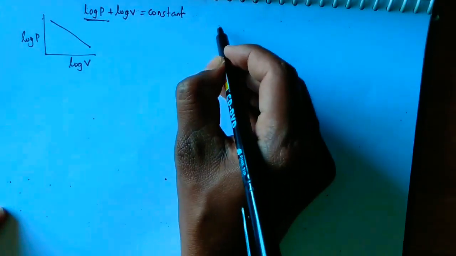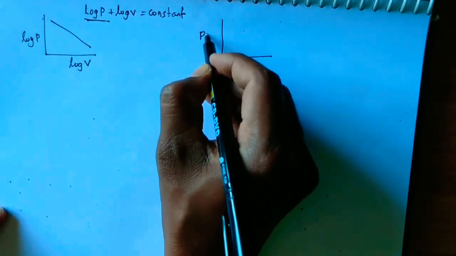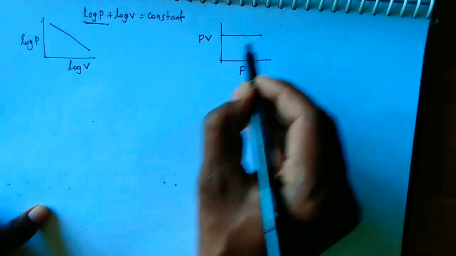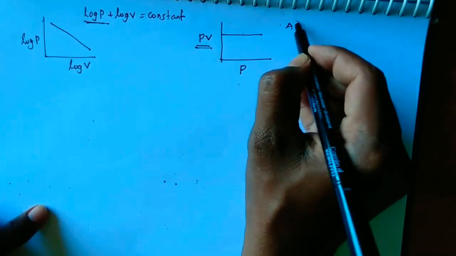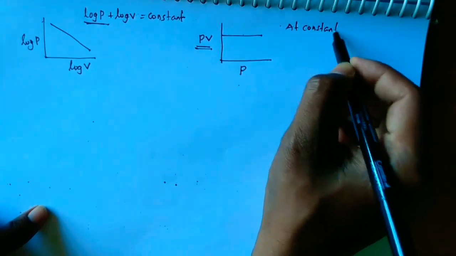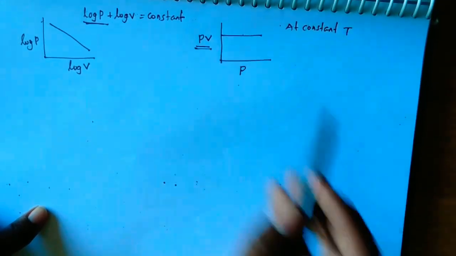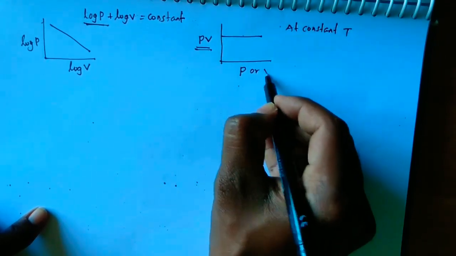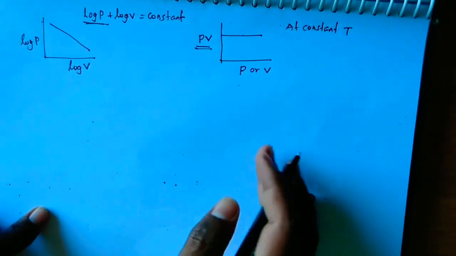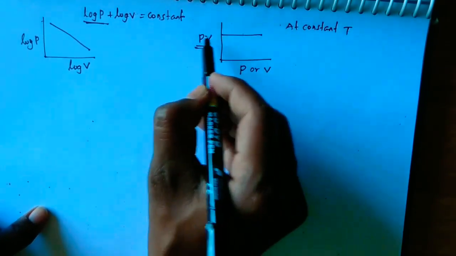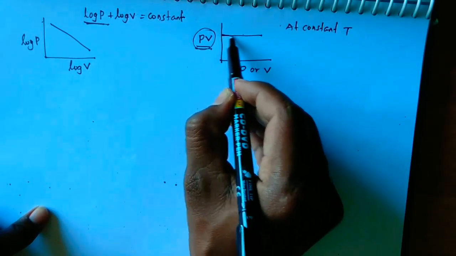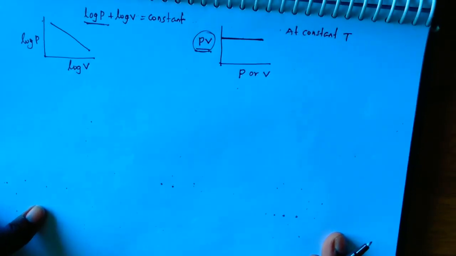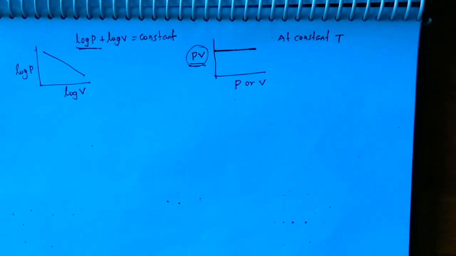And one more important graph here in Boyle's law: PV is always constant, even if you increase or decrease the pressure. This never changes at constant temperature. At constant temperature, the product of pressure and volume never changes, whether you increase or decrease the volume, or increase or decrease the pressure. So it is always constant. The graph should be like this. So these are the important graphs, isotherms of Boyle's law.